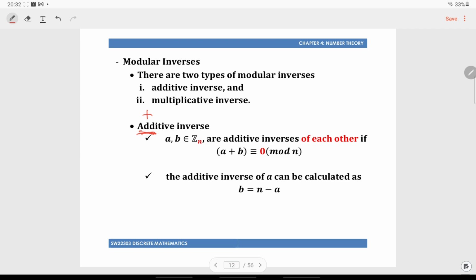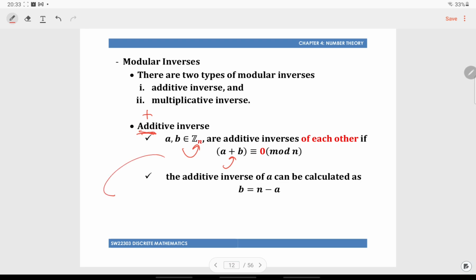If we have two numbers A and B that belong to the Zn set, they are additive inverses of each other. What does it mean? That means A is an additive inverse of B and B is an additive inverse of A, if both numbers satisfy this congruent relation: A plus B is congruent to 0 mod n. So what does it mean?